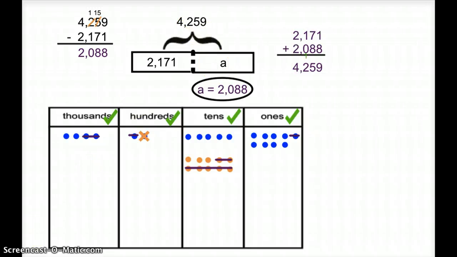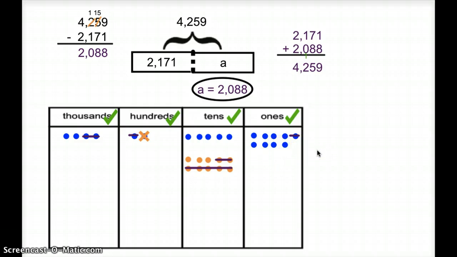But I want to check that by using an addition problem, just to make sure. 8 plus 1 equals 9. 8 tens plus 7 tens equals 15 tens. Of course, referencing the actual 10 there. So 1 and 5 is the 15. 100 plus 100 equals 200. 2,000 plus 2,000 equals 4,000.